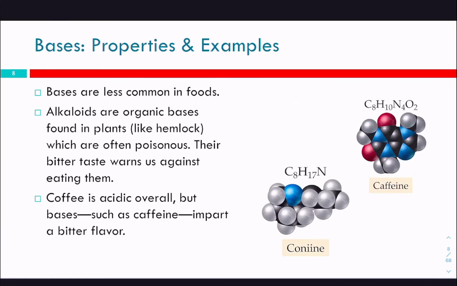They're less common in foods because a lot of toxic plants produce bases, and those bases are toxic. It's kind of like our brain saying, hey, don't eat that. It tastes bad because it's poisonous. Not all bases are poisonous. For example, caffeine is actually a base, which imparts part of the bitter flavor of coffee.